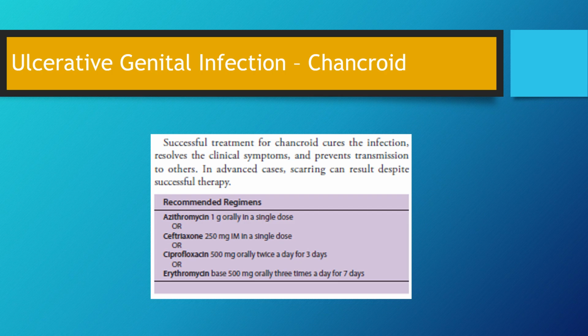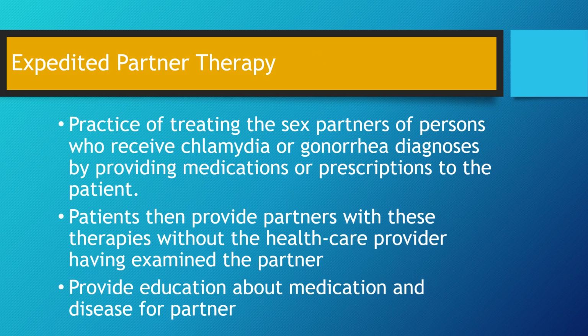for 7 days. And the last topic that I would like to discuss with you in this portion of the lecture is expedited partner therapy. So EPT, also termed patient-delivered partner therapy, is the clinical practice of treating the sexual partners of persons who receive chlamydia or gonorrhea diagnoses by providing medications or prescriptions to the patient. Patients then provide partners with these therapies without the healthcare provider having examined the partner.